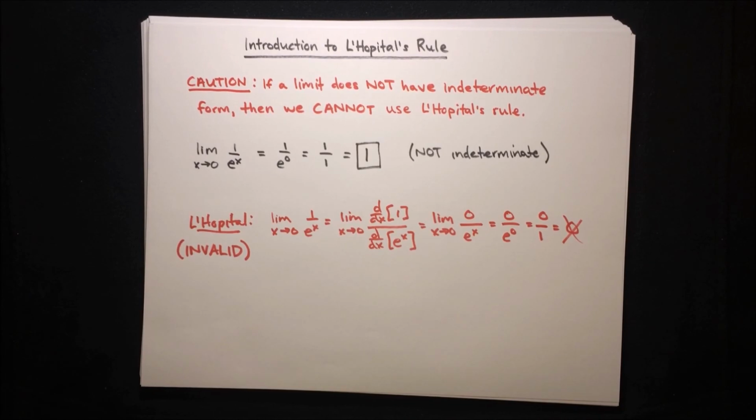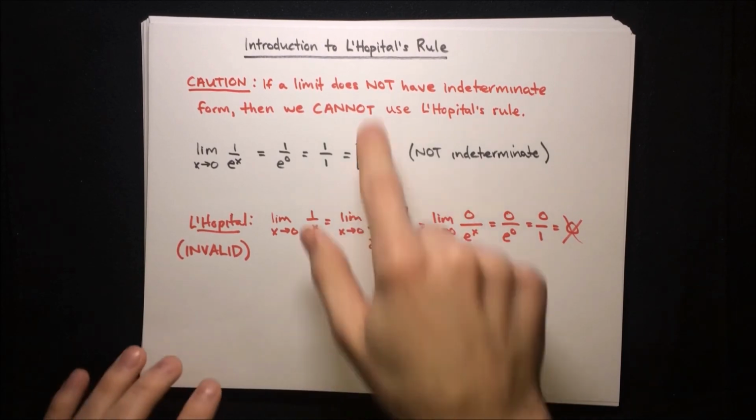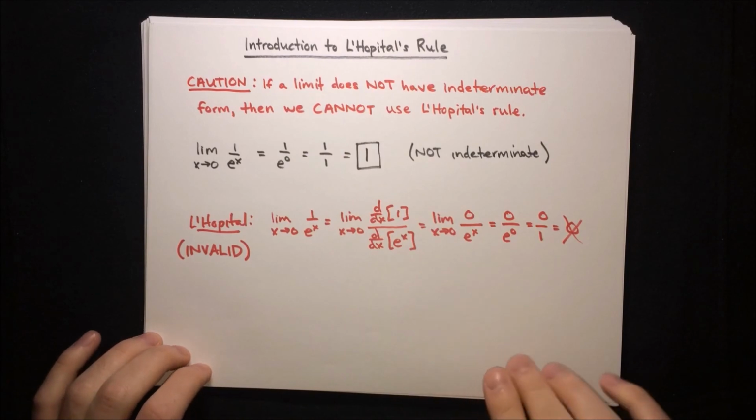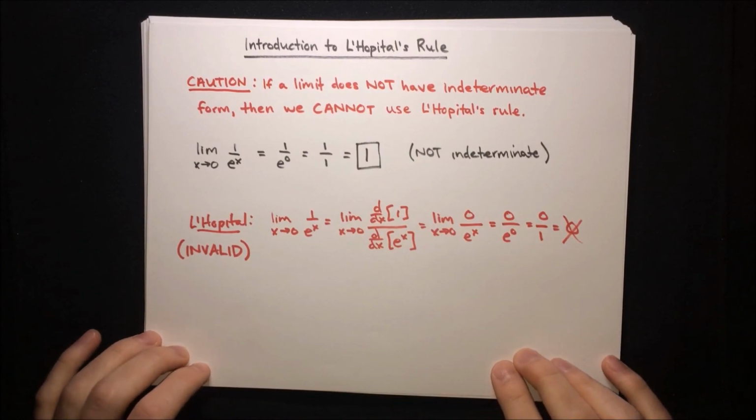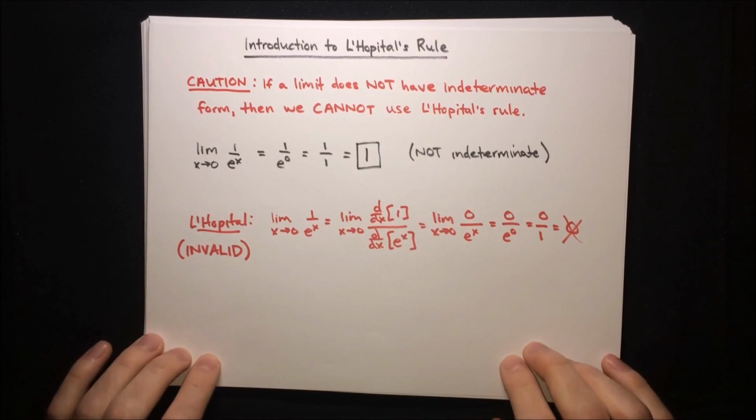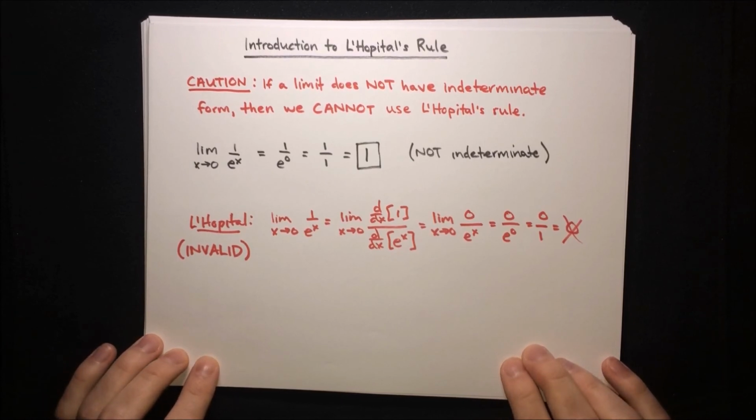Overall though, L'Hopital's rule is an extremely powerful tool for computing limits, and in the future we'll also see how to apply it when information is given in the form of a table rather than an actual expression.